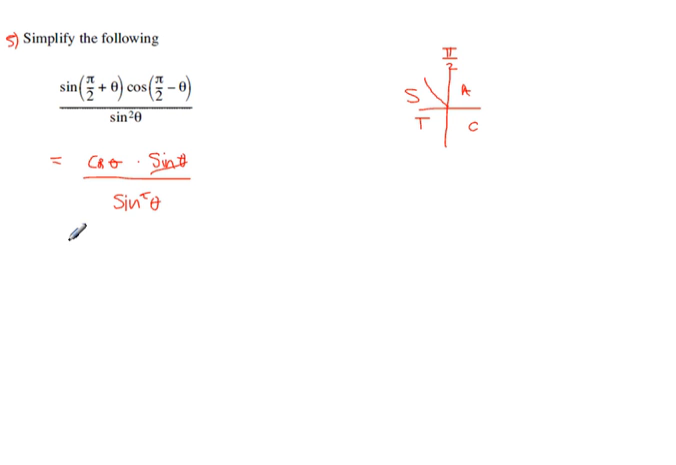This and this cancel off. So cos theta over sine theta. Cos theta over sine theta is nothing but cot theta. So cotangent theta is cos over sine. That's an identity for math HL students. SL can leave it as cos theta over sine theta.